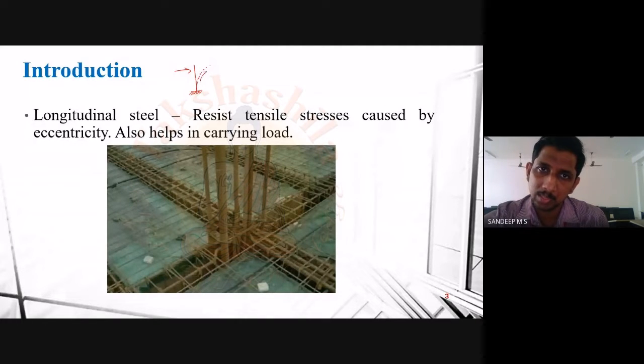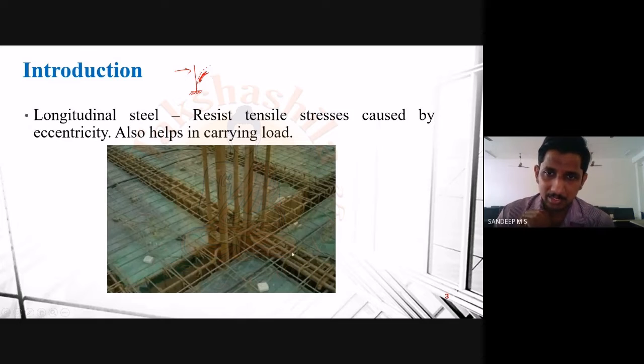So in this case also, we will be experiencing tension on this side, right? Tensile stresses will be automatically generated in this column also. So longitudinal steel resists tensile stresses caused by eccentricity or lateral load or whatever it may be. Longitudinal steel will take care of that.